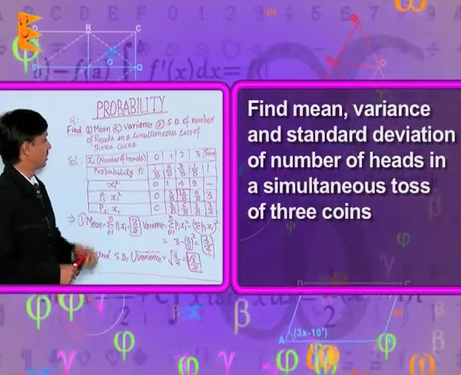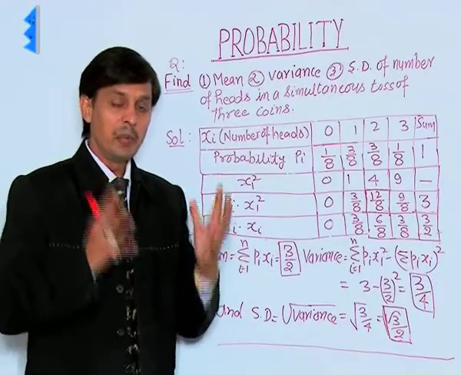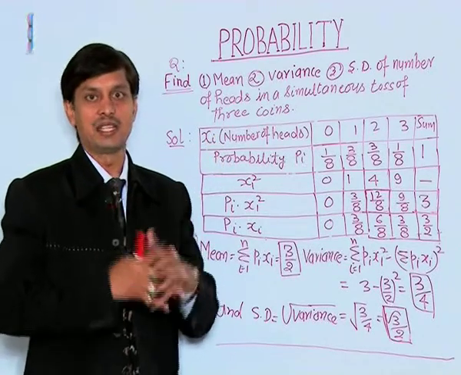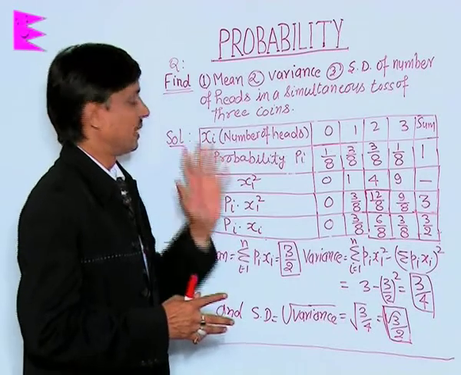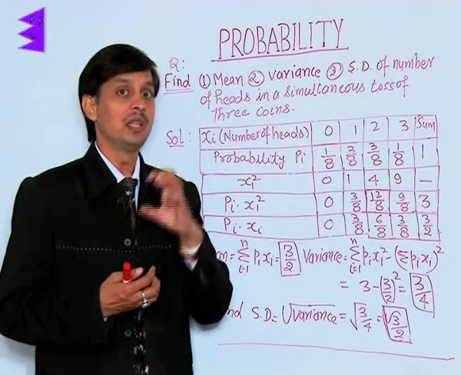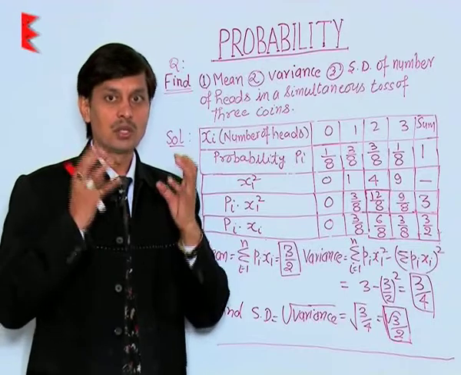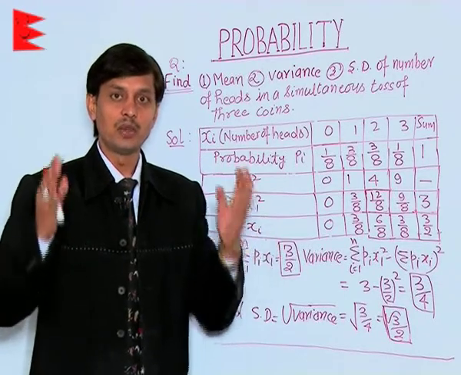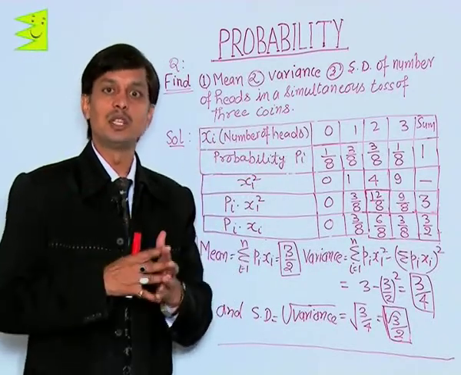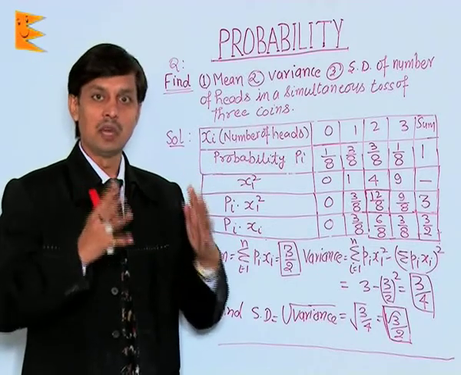If we toss 3 coins together, how will we make the probability distribution table, and how will we calculate mean, variance and SD? So xi is the particular event associated with that given random experiment. Here the experiment is to toss 3 coins together. We know that if 3 coins are tossed together, then 2 into 2 into 2, that is 8 situations, that is 8 outcomes in the sample space.